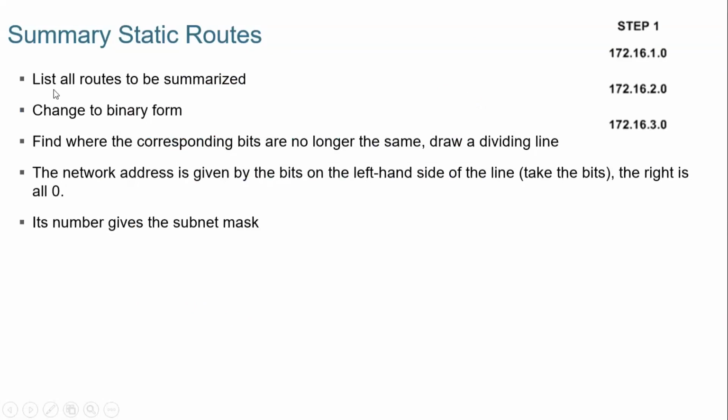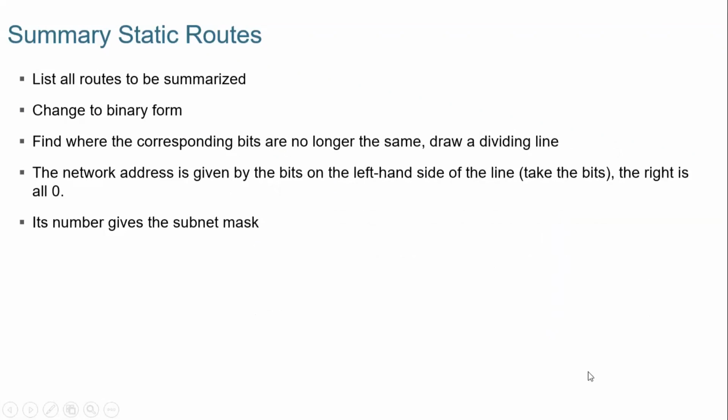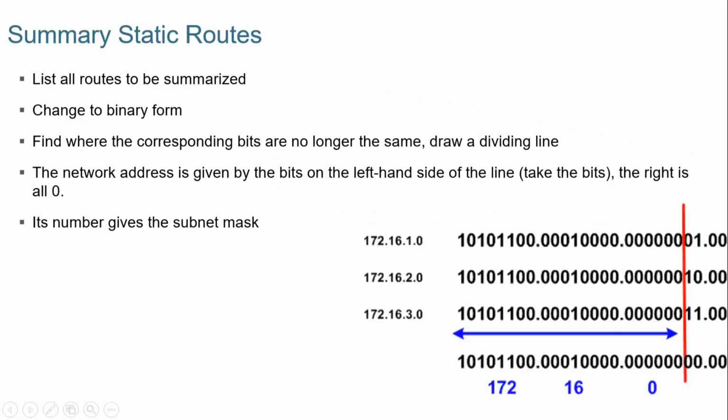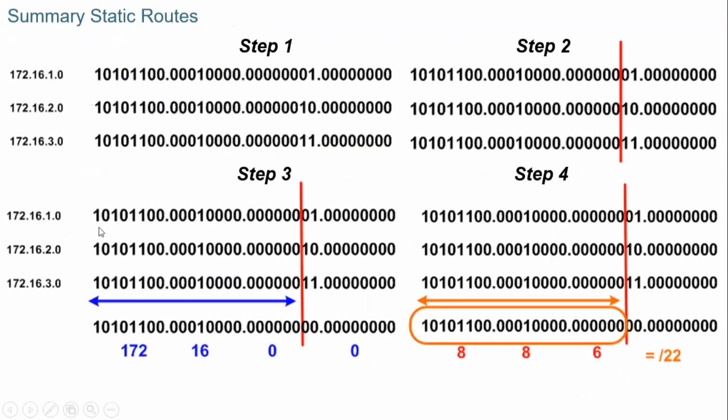Okay. List all the routes to be summarized. These are the routes that are going to be summarized, and then change them to binary form. Then find the corresponding bits where they are no longer the same, and draw a dividing line like this. The network address is given by the bits on the left-hand side, and the right side will all be 0. And then the subnet mask is given by the left-hand side being all 1s. Basically, this is how you get a summarized route.